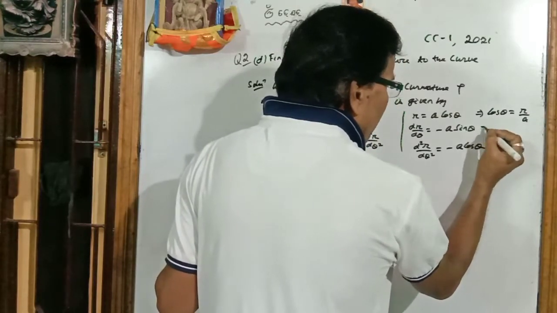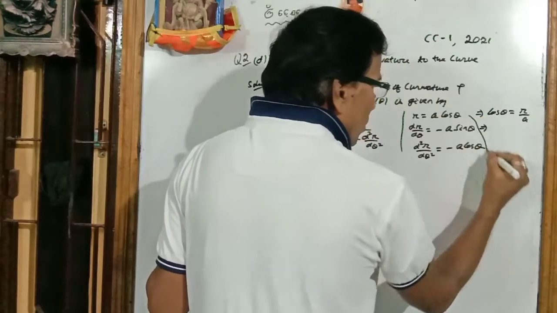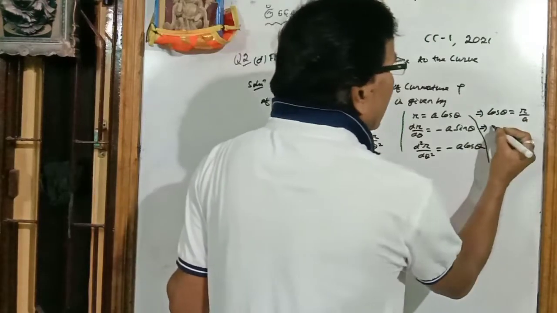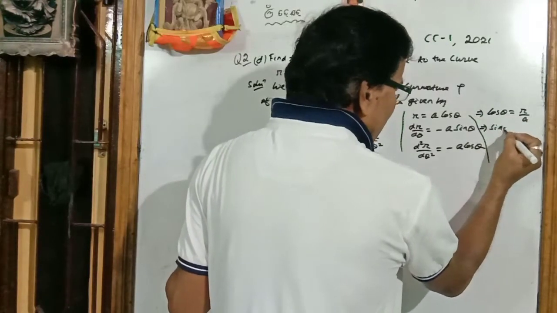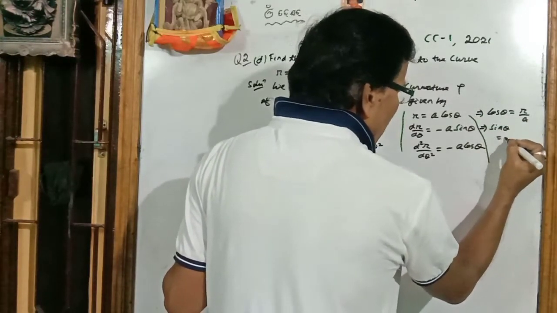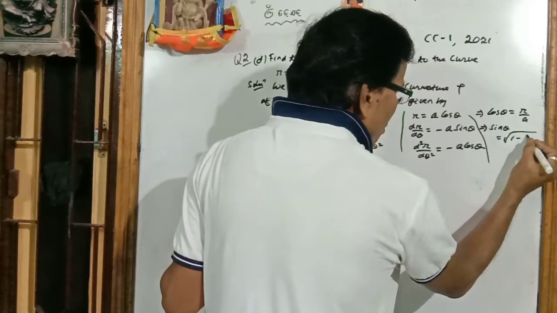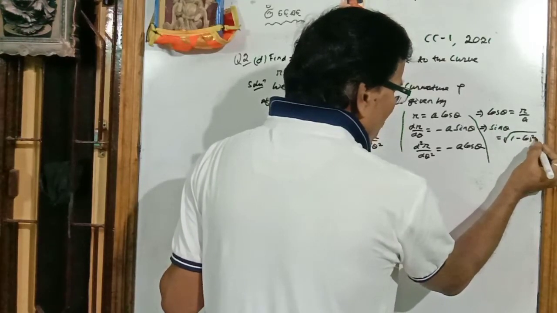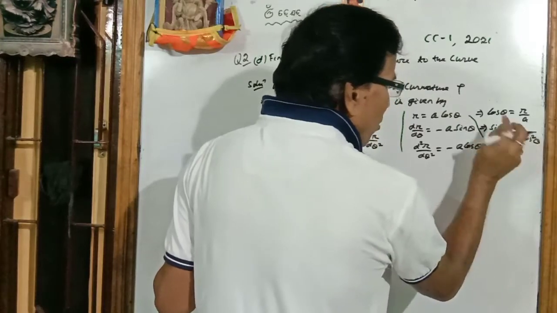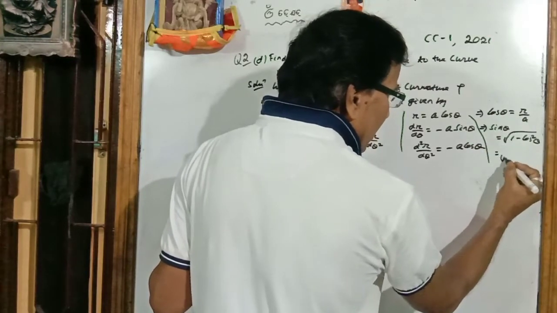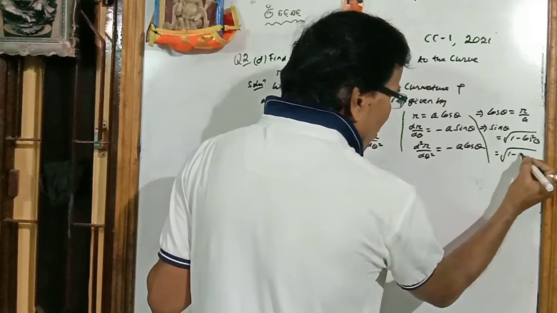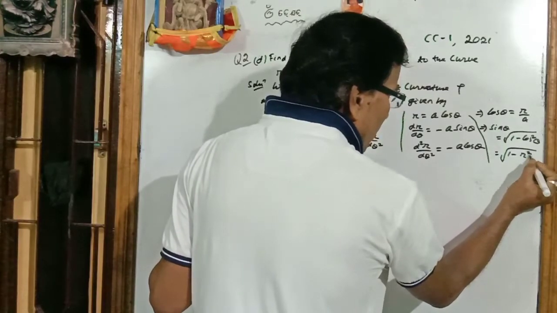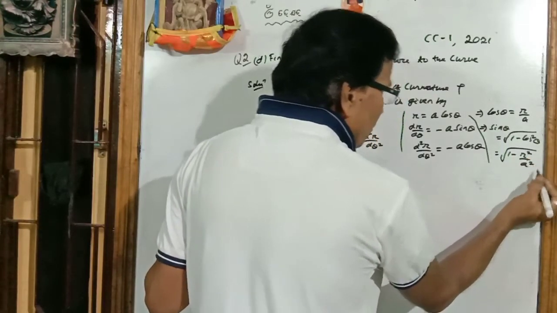So what will be the value of sin theta? Since cos theta is equal to r by a, that implies sin theta is equal to square root of 1 minus cos square theta. And cos theta is equal to r by a, so sin theta is equal to square root of 1 minus r square divided by a square.